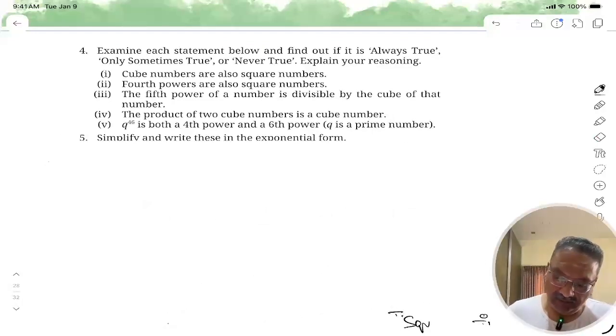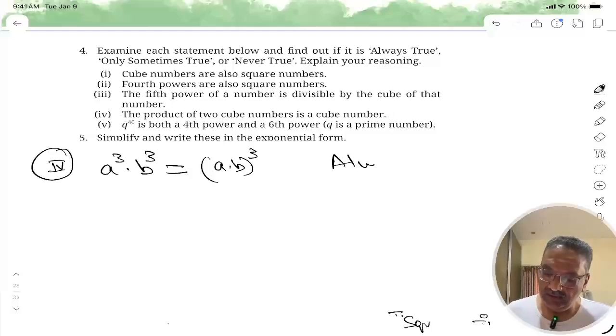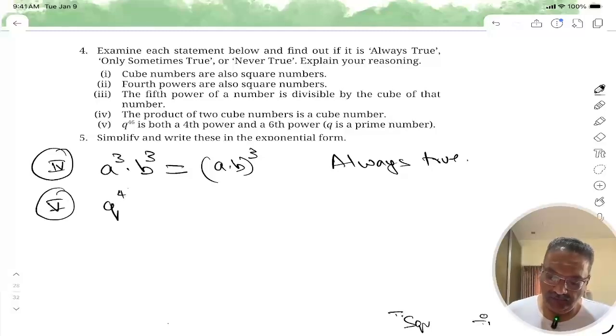Okay, fourth one, product of two cube numbers. Let's say a cube into b cube. What is the formula we have? (a into b) to the power of cube. So it is always a cube number. So always true. Fifth one, q to the power of 46 is both a fourth power and a sixth power.